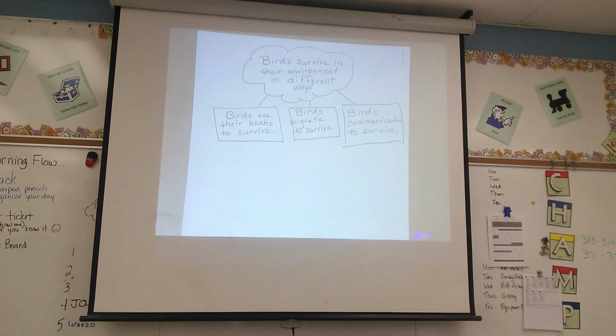Okay, so you have a thesis statement. You have 3 main ideas. What do we have to find next? Yes. Details. We have to support it, right? We have to support it.